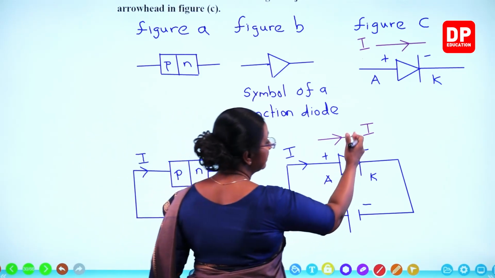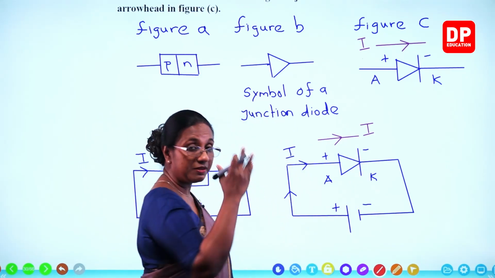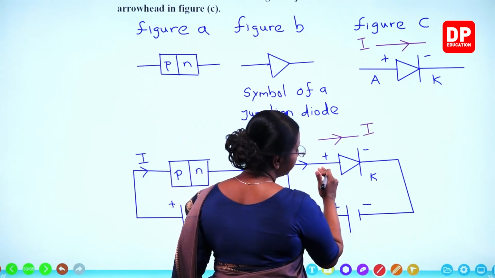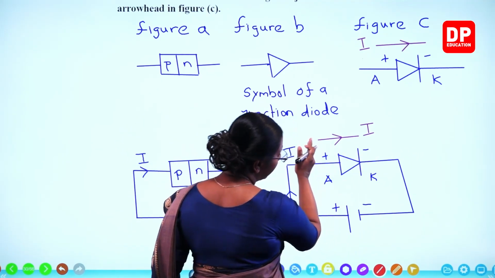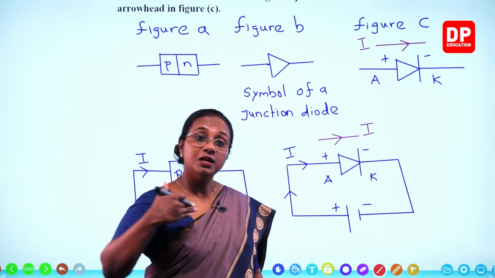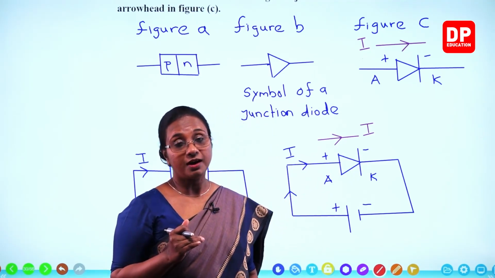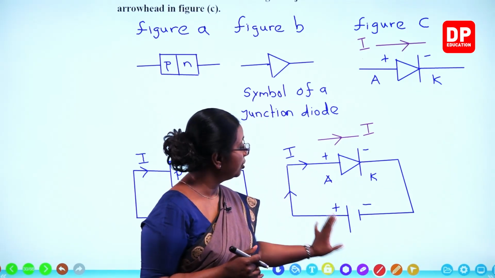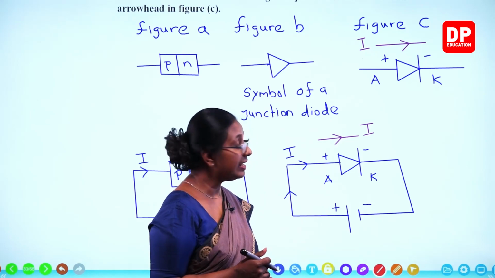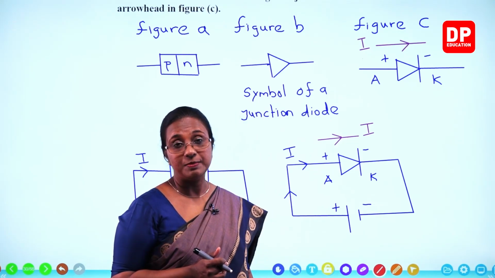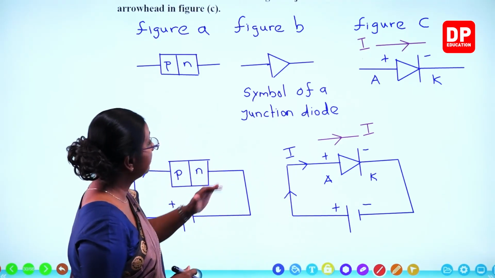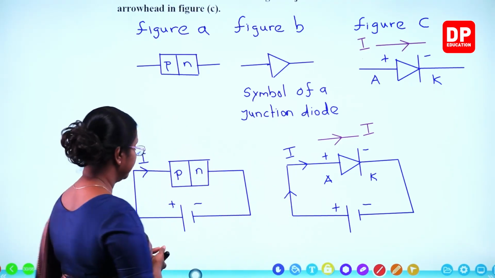You can remember this line as if it prevents the flow of current. So current cannot come this way. Whereas the arrowhead or the triangle shape shows the direction of the current flow. So that is the circuit symbol, and this is how you draw a circuit when the diode is forward biased. Is that clear, students? So then we will move on to the next slide.